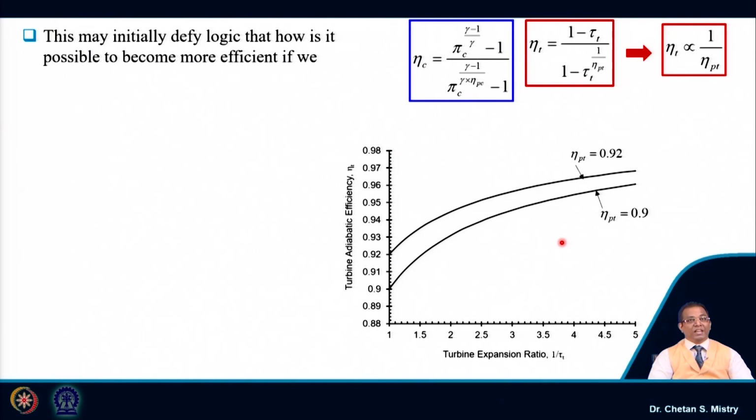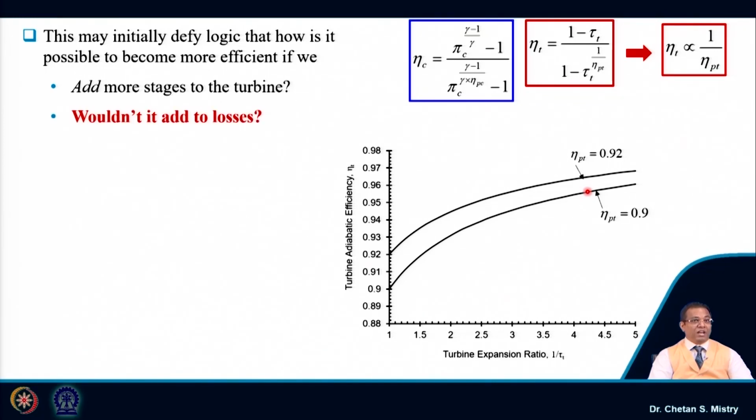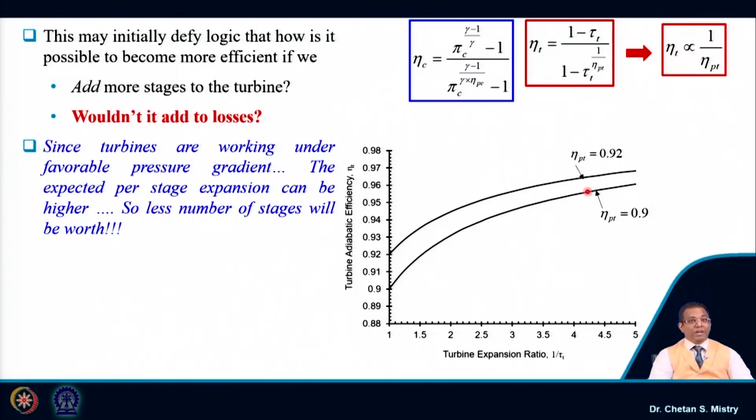It asks us the logic: do we add more number of stages? Because what is the meaning of polytropic efficiency being higher? It means I am dividing my work into more number of stages. If yes, then wouldn't it be adding losses? Yes. So, here in this case, what we know is that my turbine basically works under a favorable pressure gradient.